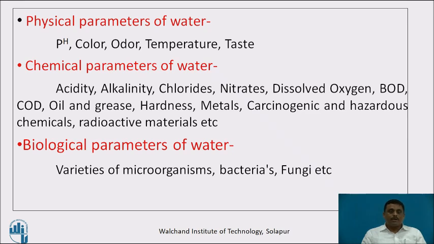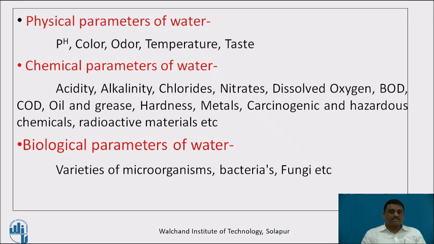The second type of parameter is known as the chemical parameters of water, which mainly include acidity, alkalinity, chlorides, nitrates, dissolved oxygen, biological oxygen demand, chemical oxygen demand, oil and grease, hardness, metals, carcinogenic and hazardous chemicals, radioactive materials, etc. So this is a big area. Water gets contaminated with a variety of chemicals, and then the water may acquire acidity, alkalinity, hardness, it may show lower levels of dissolved oxygen, it may become hard, it may become contaminated with carcinogenic and hazardous chemicals. So these are the chemical parameters of water, which decide how the water becomes contaminated with a variety of chemicals.